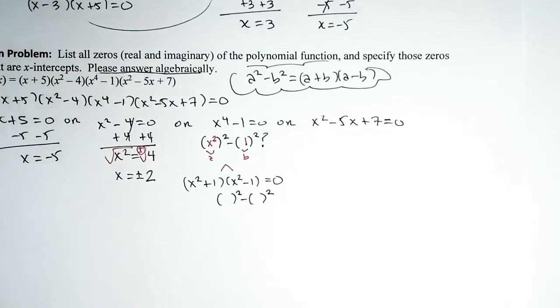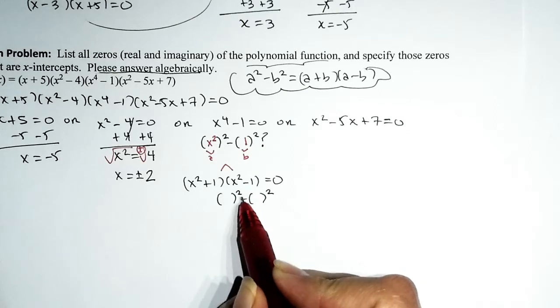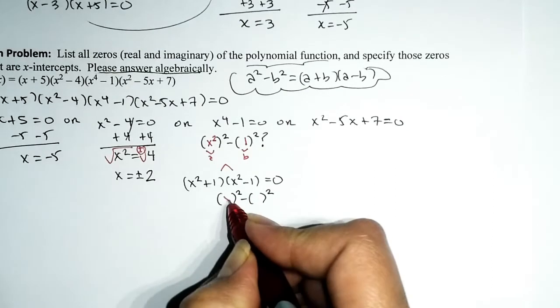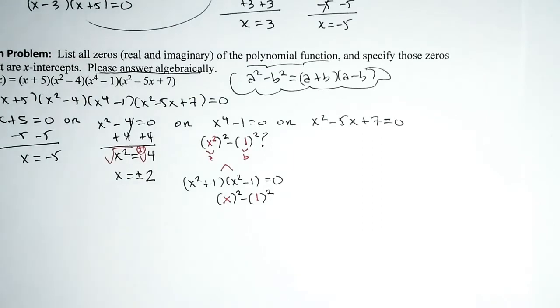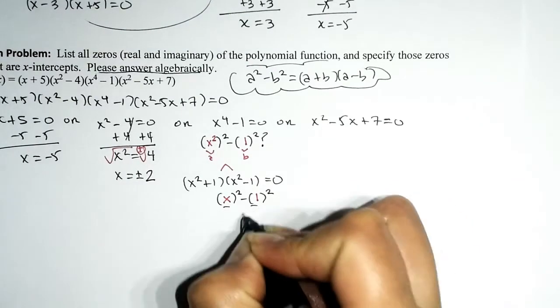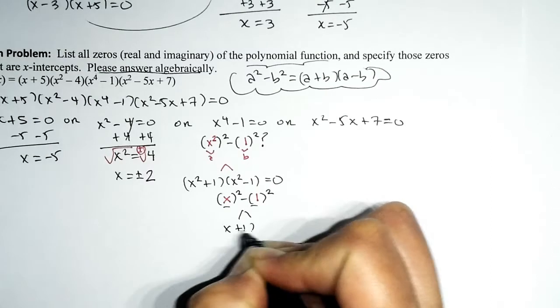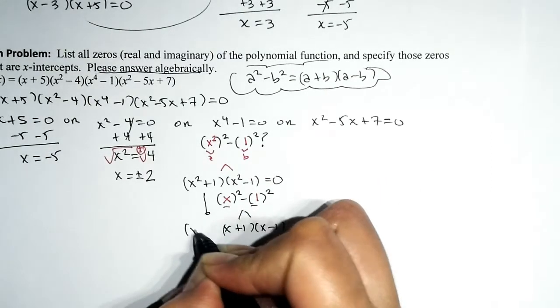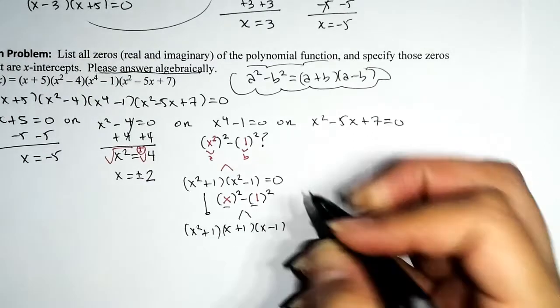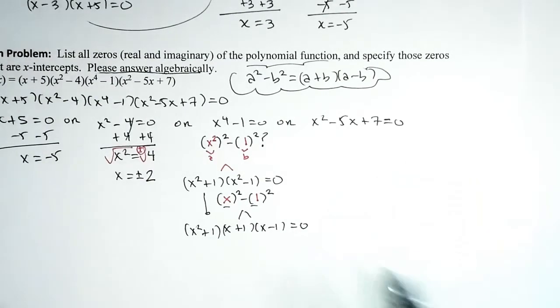Why? The reason is because x squared is a perfect square because it's the square of x. 1 is a perfect square because it's the square of 1. So this will factor to x plus 1 times x minus 1, and don't forget the binomial factor before it. Fantastic. We got an equal sign, 0.